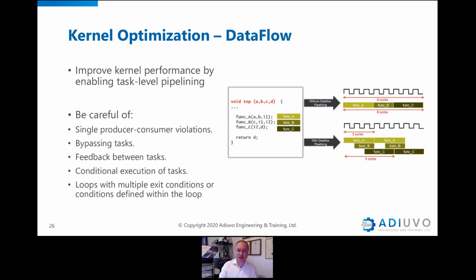There are some issues. There are some complexities around it. Obviously, you can only have a single producer and consumer. You can't bypass tasks, and you can't have feedback between tasks or conditional execution, because it can't necessarily do that nice data flow pipelining in that case. But data flow pipelining is a really good example of where you can get significant benefits just by looking at the flow of the functions that are going across.